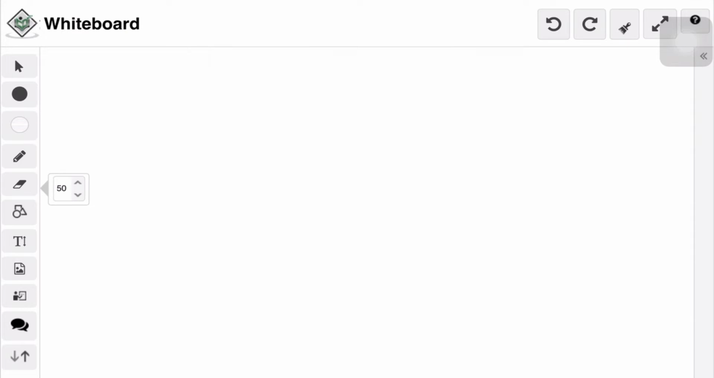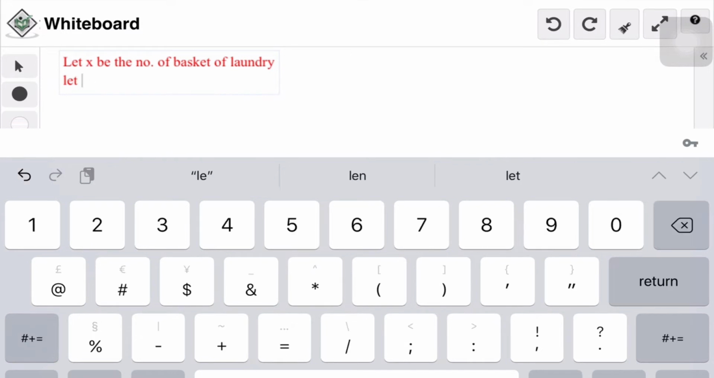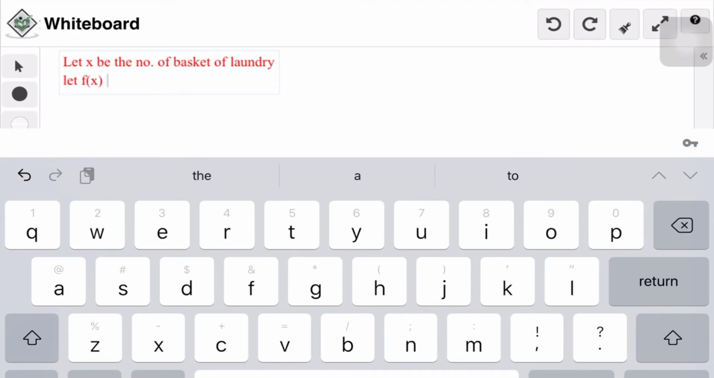So, we will put again here the representation. Let x be the number of baskets of laundry. Then the second one is, let f of x be the number of hours. Rosa finished.